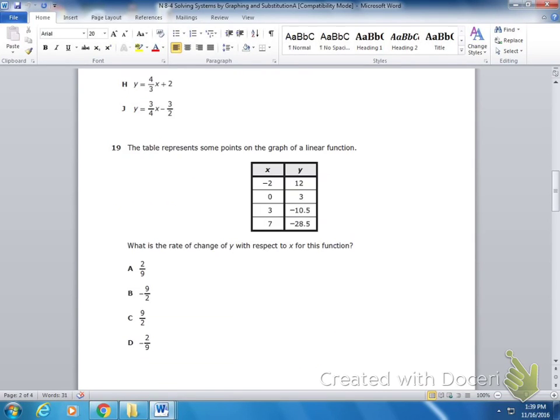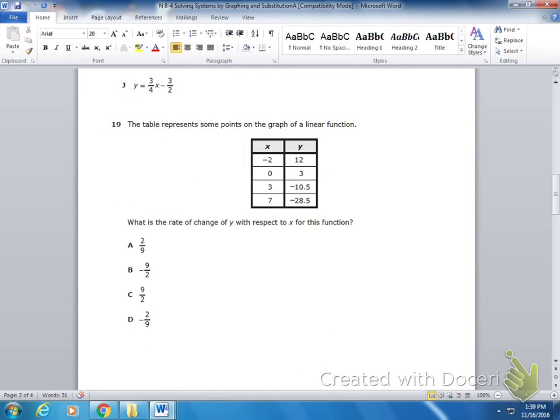Let's look at number 19. There are several ways you can do this. It says the table represents some points on a graph of a linear function. What is the rate of change of y with respect to x? Guys, it means find the slope. So you could use the y2 minus y1 over x2 minus x1. That's going to work perfect, okay? You could pick any of the 2 points and do that.